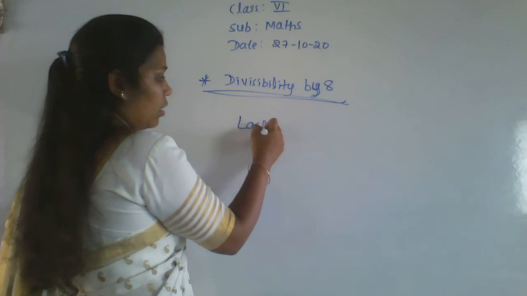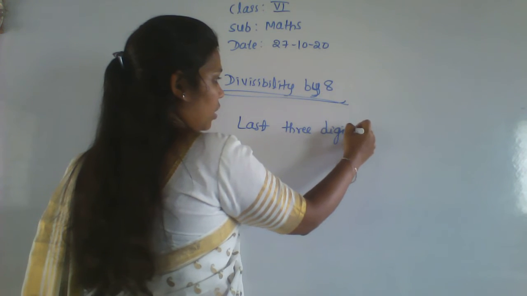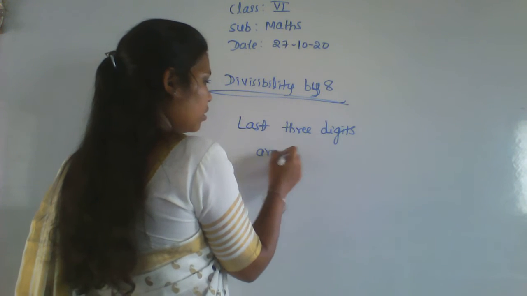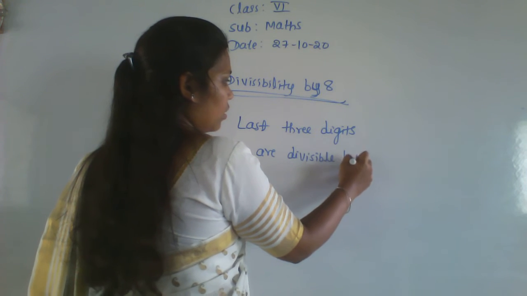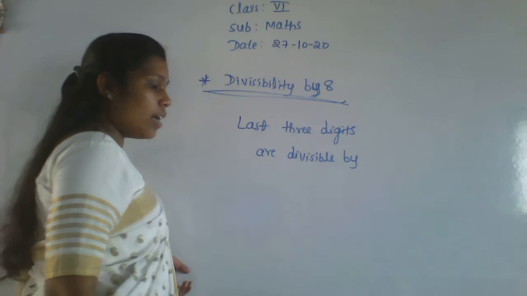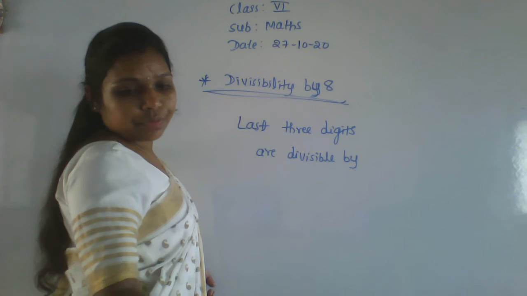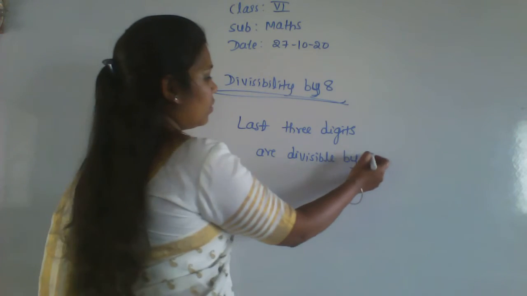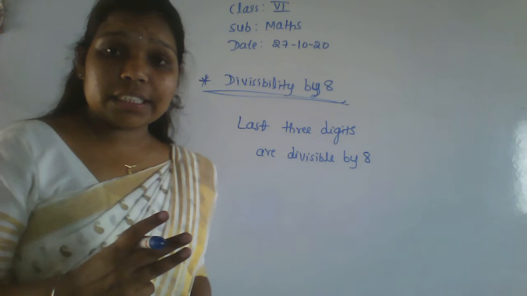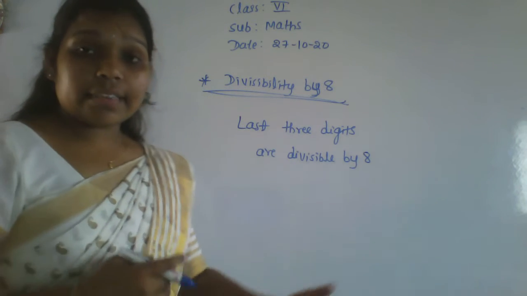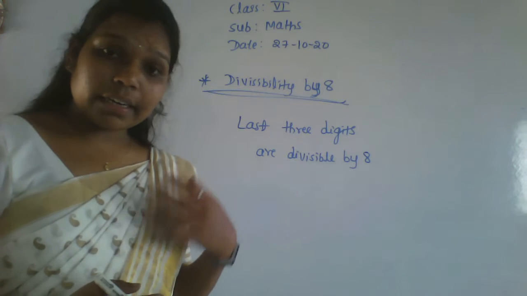Last 3 digits are divisible by 8. So in the given number, if the last 3 digits are divisible by 8, then we can say that the number is divisible by 8.